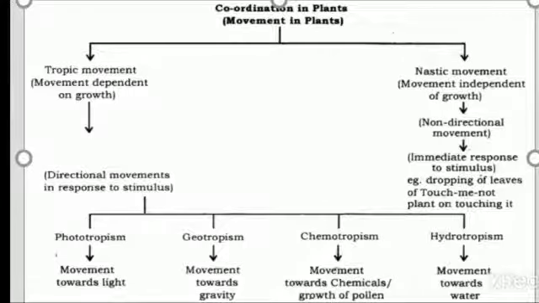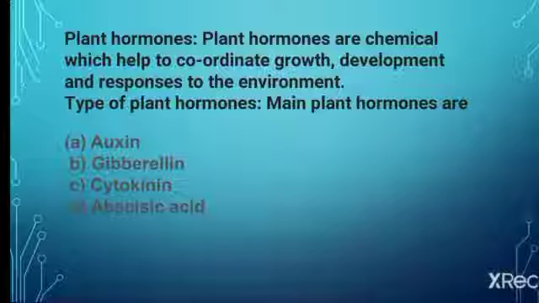This is the flow chart of coordination in plants, in which there are two different types of movement that we have already discussed: tropic movement and nastic movement. Tropic movements are directional movements, nastic movements are non-directional movements. Tropic movement can be phototropic, that is movement towards light; geotropic, movement towards gravity; chemotropic, movement towards chemical, that is growth of pollen tube on the stigma; and hydrotropic, that is movement towards water.